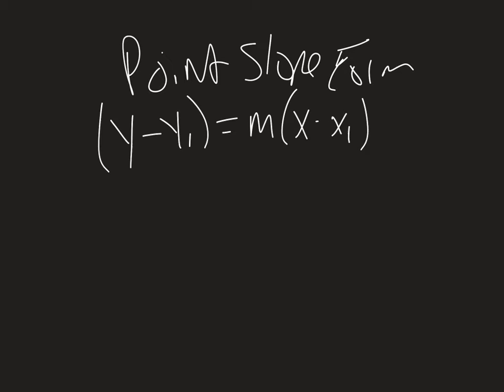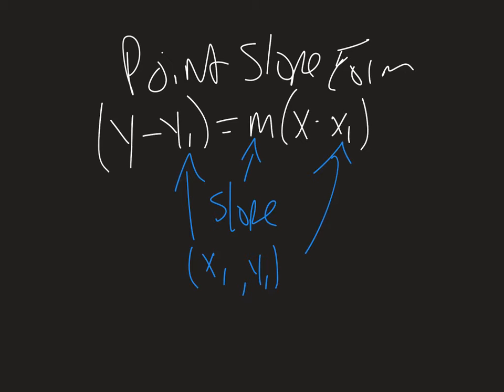Now it's worth noting here, m is still our slope, or our rate of change, whatever term you prefer. And the idea is x1, y1, that just means that's an ordered pair. x1, y1 is a point on our line, hence the name point-slope. So the idea is once I have a point and a slope, I can actually create the equation.